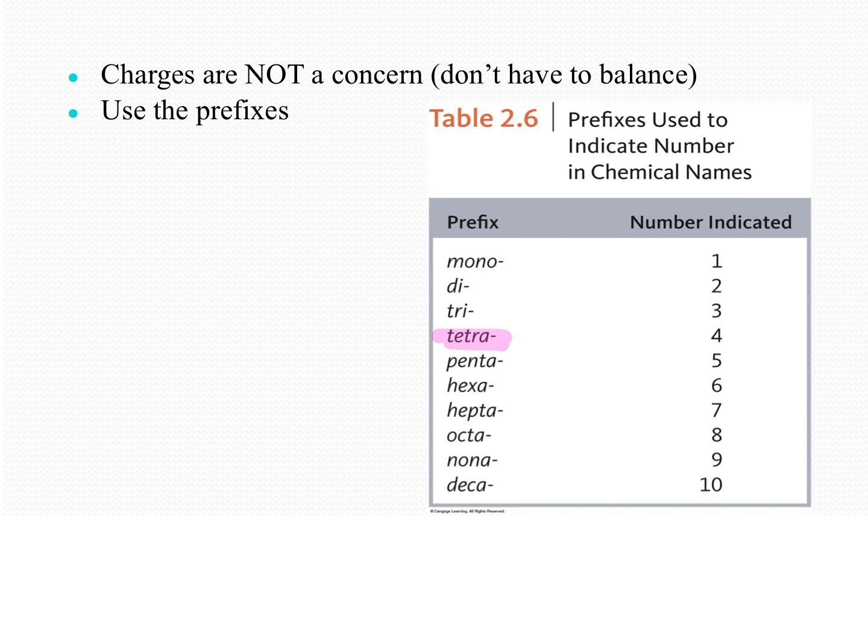Go ahead and try some covalent compounds here. The good thing about covalent naming is that there's no crisscross. There's no concern with charges. We just have to read it exactly as it's written.